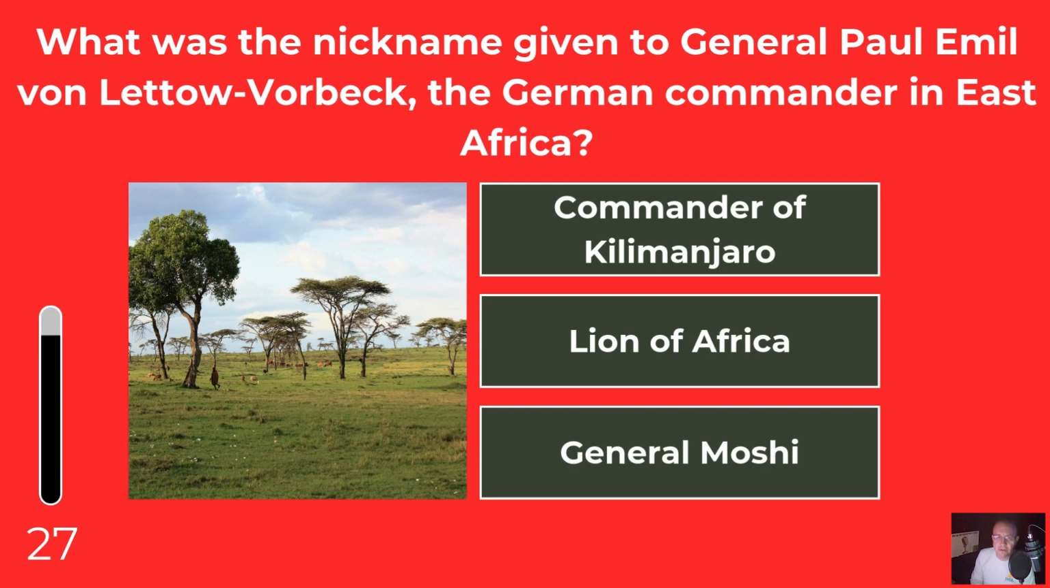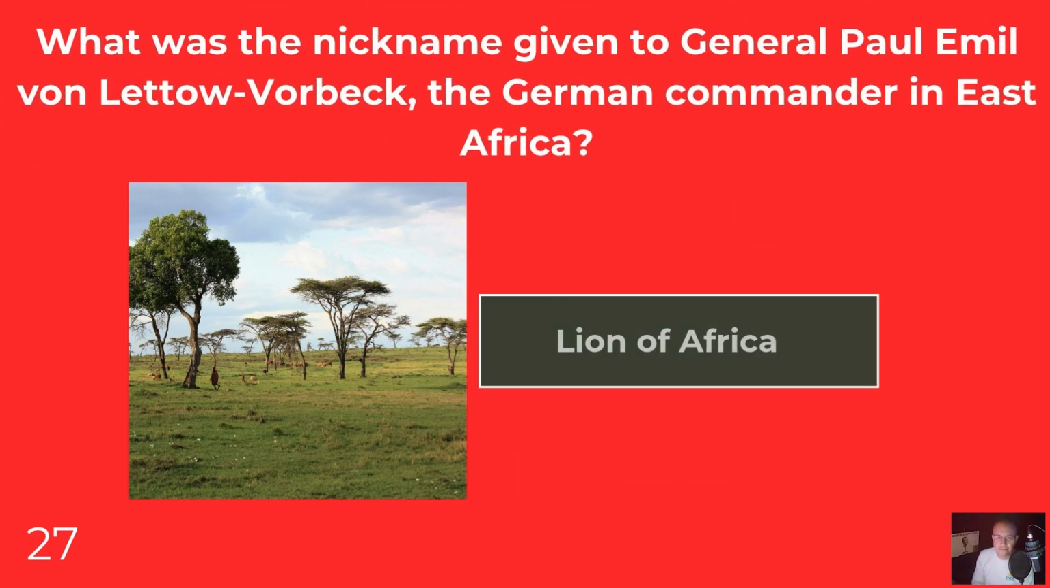What was the nickname given to General Paul Emil von Lettow-Vorbeck, the German commander in East Africa? Commander of Kilimanjaro, the Lion of Africa, or General Moshi? He was called the Lion of Africa.